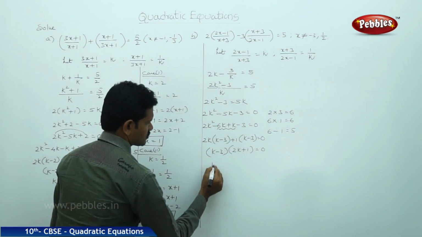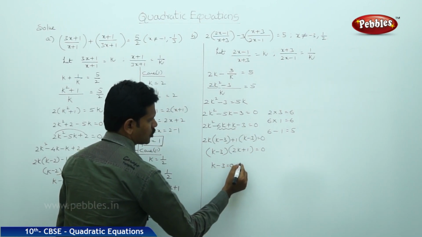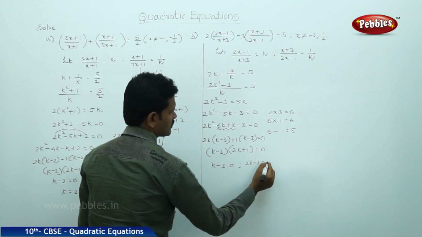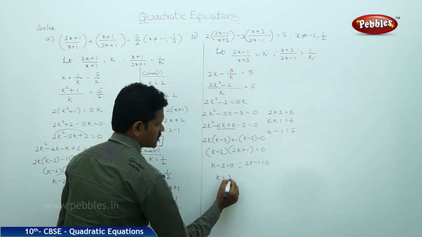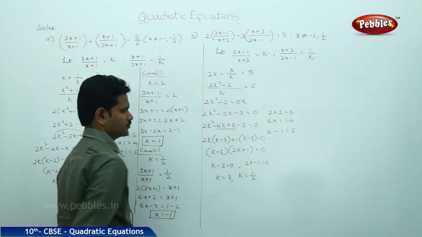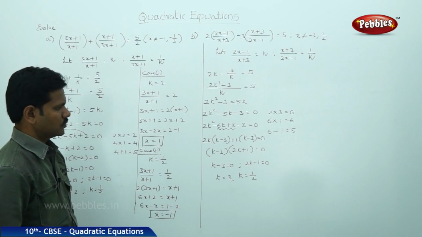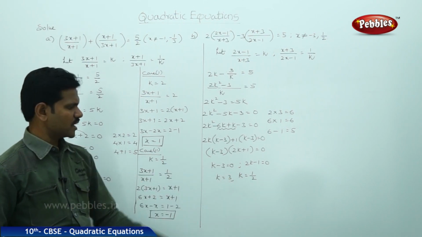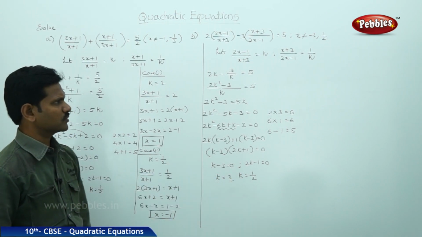Equate k minus 3 is equal to 0, 2k plus 1 is equal to 0, k is equal to 3, k is equal to minus 1 by 2. Now k got the two values, k is equal to 3 and k is equal to minus 1 by 2.